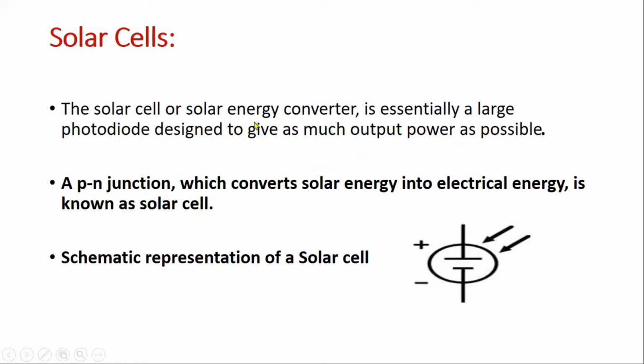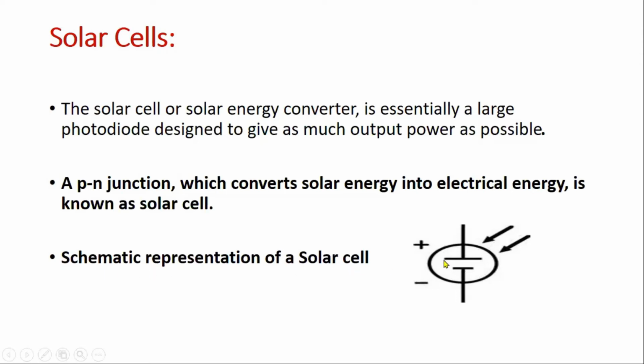The solar cell, or solar energy converter, is essentially a large photodiode designed to give as much output power as possible. A PN junction converts solar energy to electrical energy. It is exactly opposite to the LED. It is called the solar cell, and it works like a cell. The semiconductor PN junction diode works as a cell here.